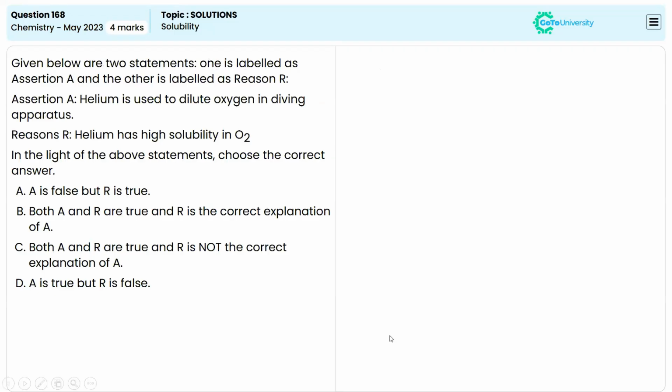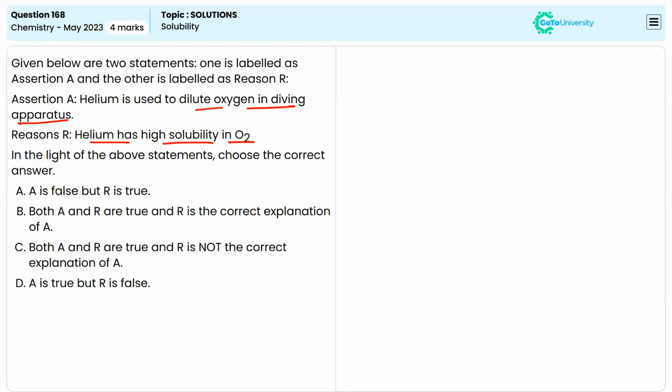So coming to the next question, here we have two statements. The first statement is: helium is used to dilute oxygen in diving apparatus. And the reason statement is given as: helium has high solubility in oxygen. Based on these two statements, we have to predict the correct answer. Let us see the statements first.